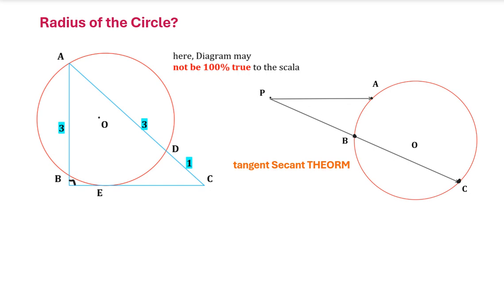Their lengths have a special relation. And what is the relation defined by the tangent secant theorem? PA square is equal to PB times the extended PC. So this is the tangent secant theorem. Now, if we apply this theorem to this problem, what can we see?